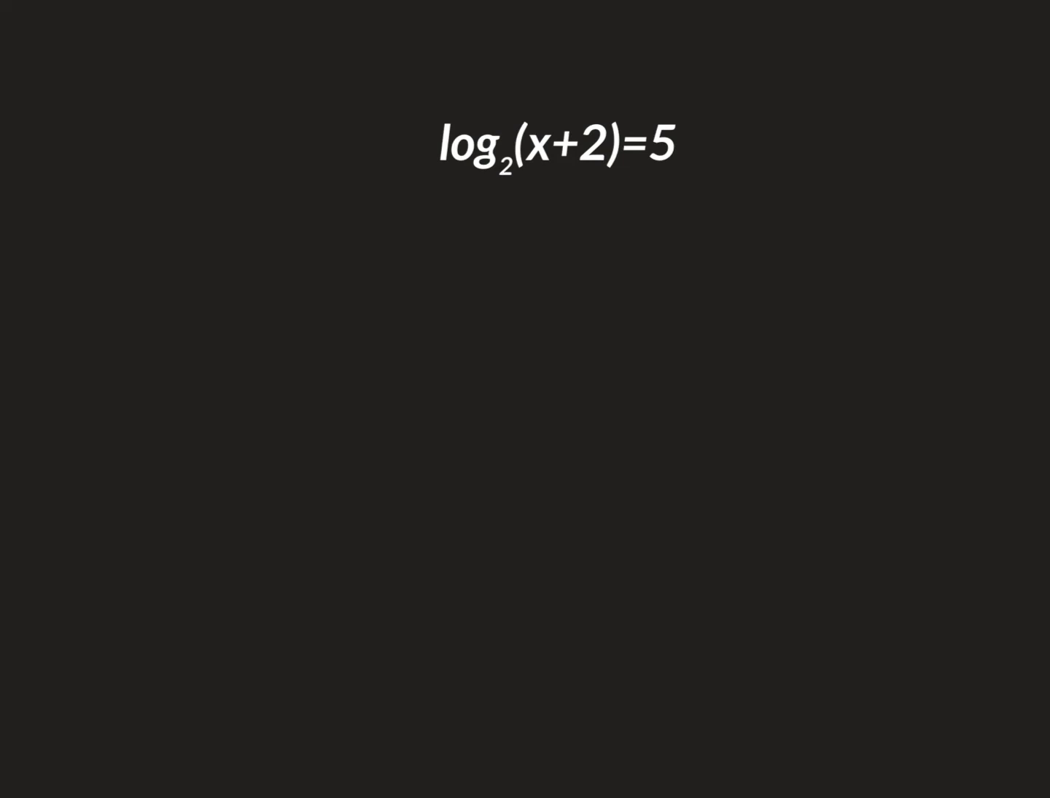First one says log base 2 of x plus 2 equals 5. Don't forget how we work out a log. We're going to take 2 to that power, and it's going to equal that right there. So I'm going to say x plus 2 equals 2 to the 5th power. Everybody knows 2 to the 5th power is 32.